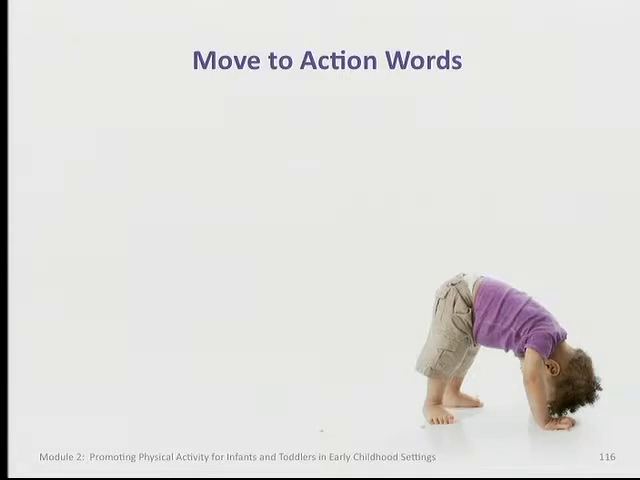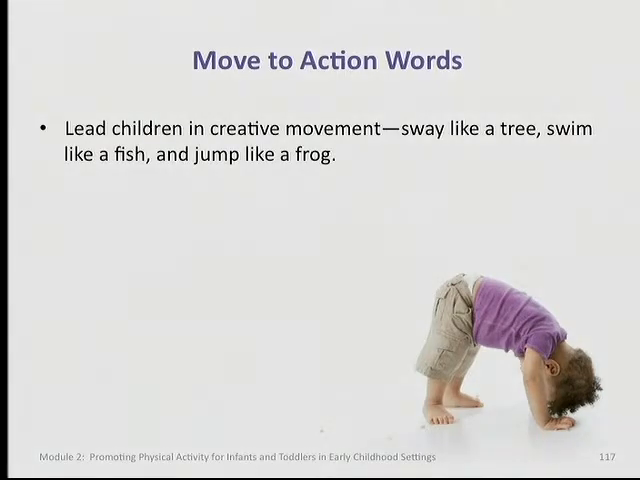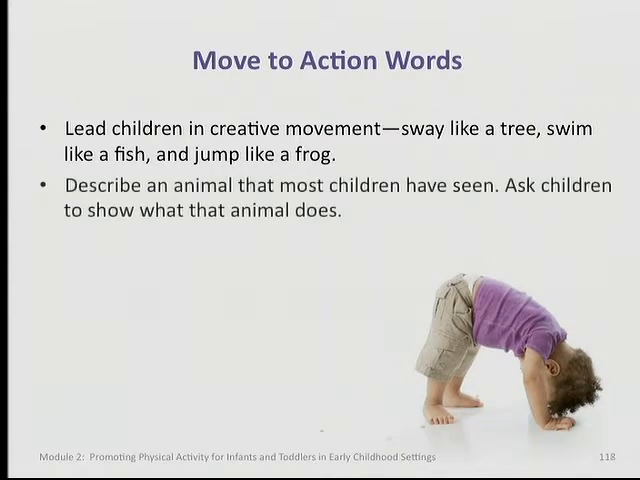Toddlers like to mimic adults, so lead the children in creative movement. Sway like a tree, swim like a fish, and jump like a frog. Describe animals that most children have seen, such as a dog, a cat, or a chicken or a cow. It can even be a snake. Ask children to show what that animal does using movement, sound, and lots of imagination.